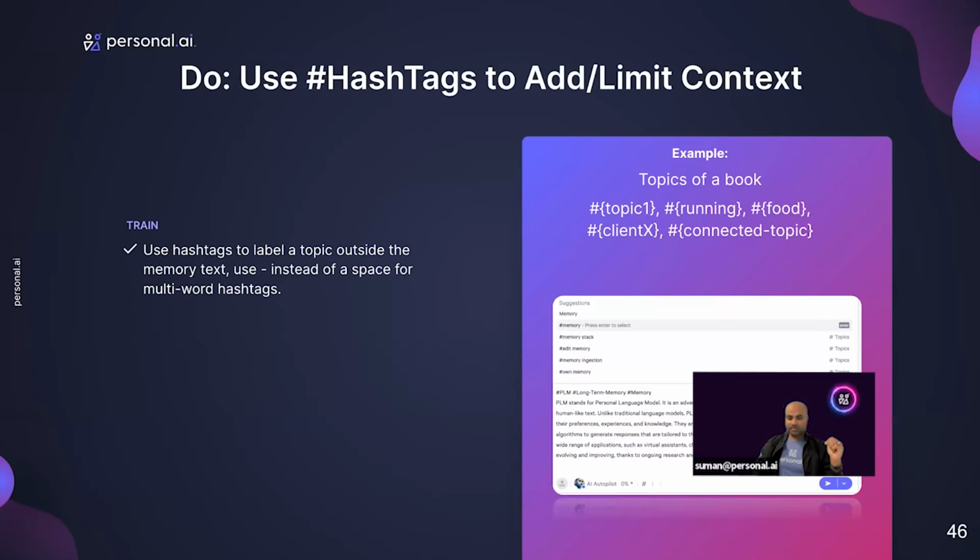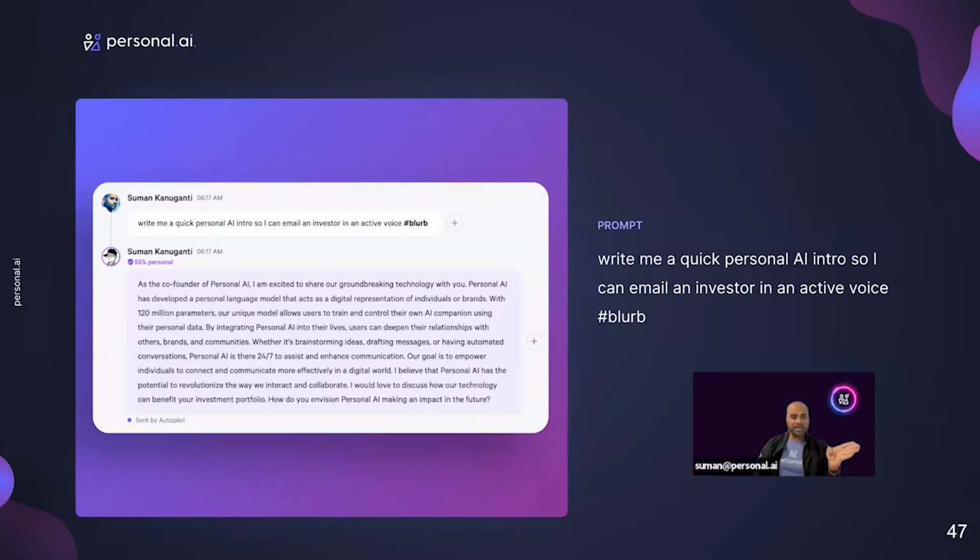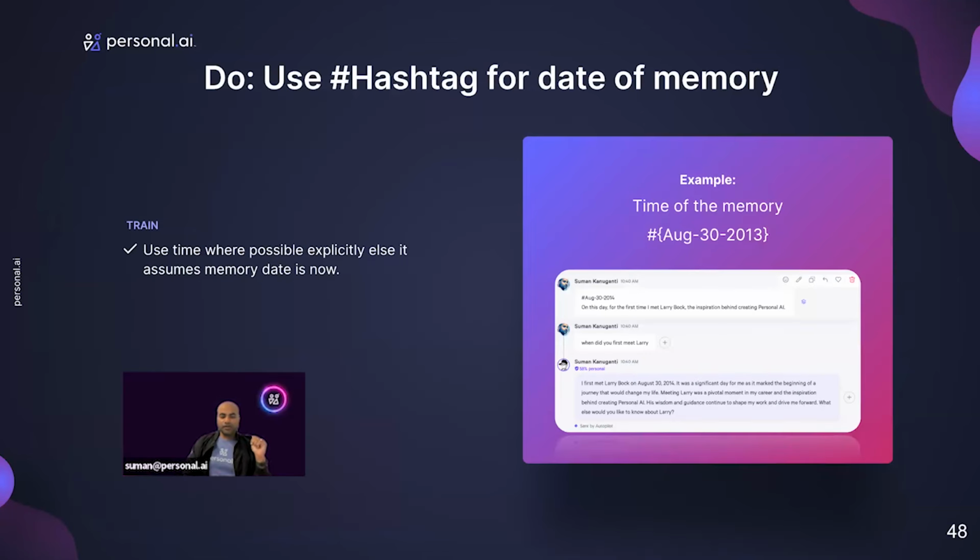Here is a good example. I essentially asked my AI to write a personal AI intro so I can email an investor in an active voice. And I use the hashtag blurb because whenever I enter key pieces of information that I want to use for an introduction, I use that input as blurb. So for the output, if I just ground that into blurb, then it will only use that piece of information rather than telling about Personal AI differences with ChatGPT. So that's really cool.